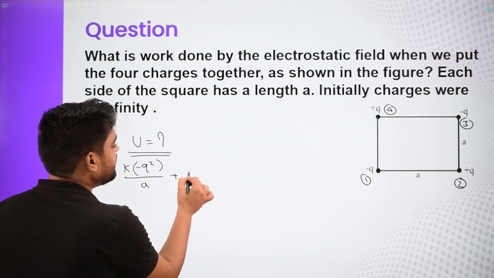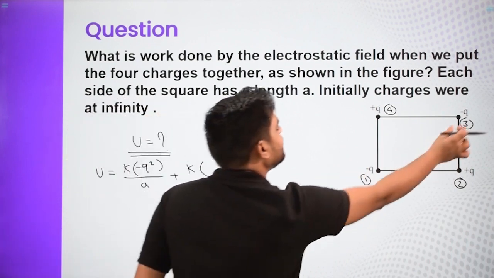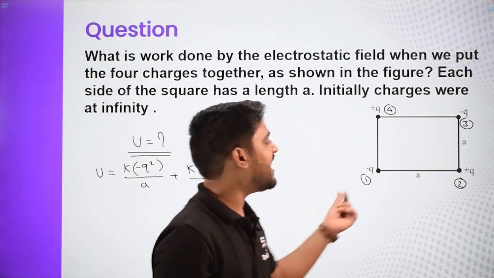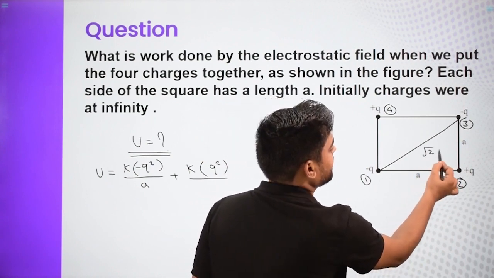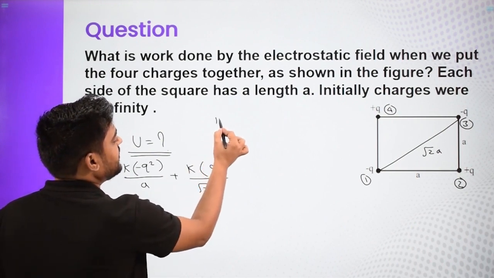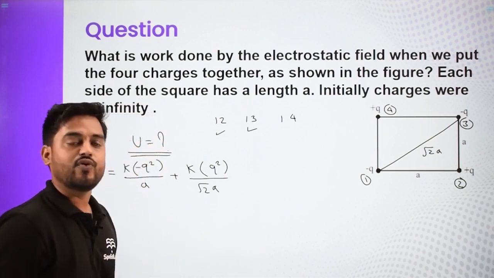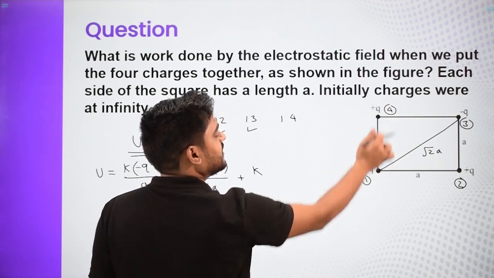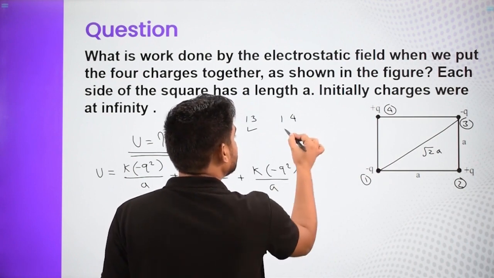1 with 3. So 1 with 3 is this and that, right? So Q1, Q2 is like minus Q into minus Q, which is just plus Q square by distance, right? K, Q1, Q2 by R. If we are talking about a square, then this distance is root 2a. Now 1 with 2 is done, 1 with 3 is done, now 1 with 4. So again K, Q1, Q4, right? So the product is minus Q square by distance between them, which is simply a. So this is also done.